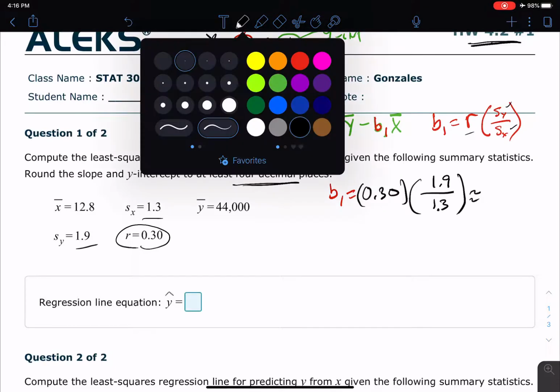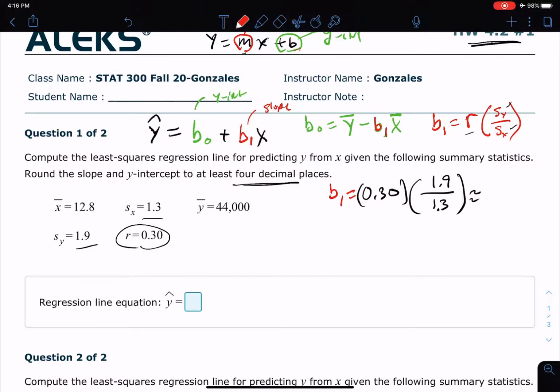So I'm going to make this red since it's my b sub 1. I get approximately 0.4385, because we want to go to 4 decimal places.